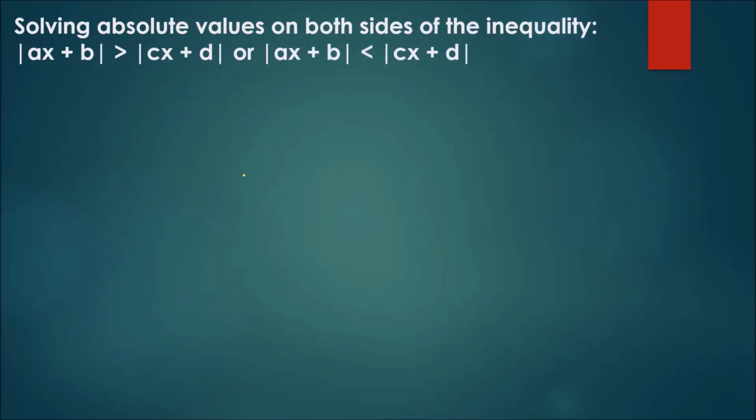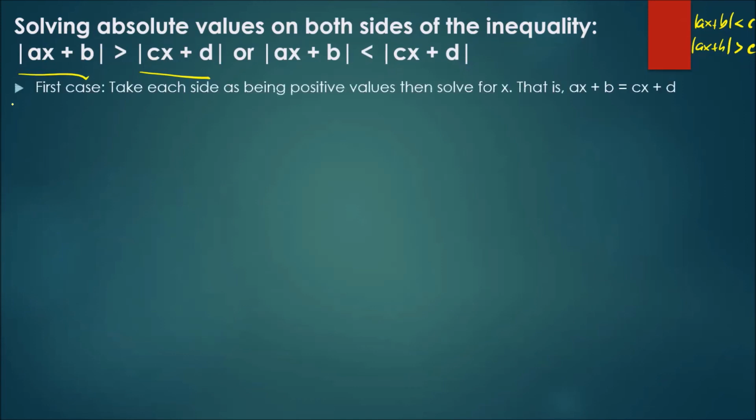Now, we are done with the form ax plus b less than c and ax plus b greater than c. Now, this time, we are solving absolute values on both sides of the inequality. Previously, we just had absolute values on one side. So this time, we are solving absolute values on both sides of the inequality. So, how are we going to do this?